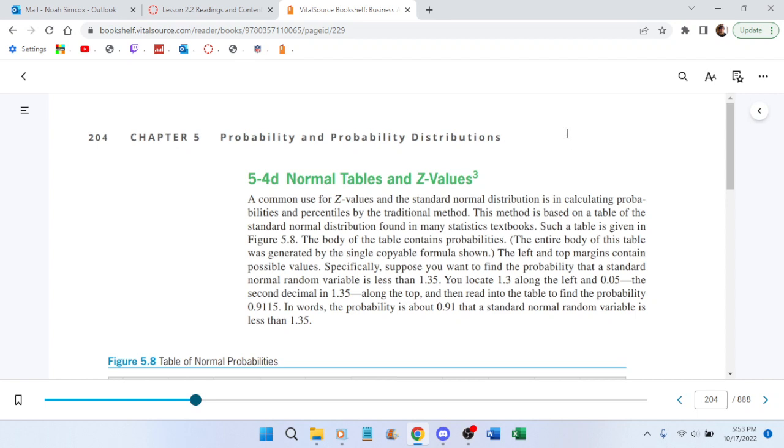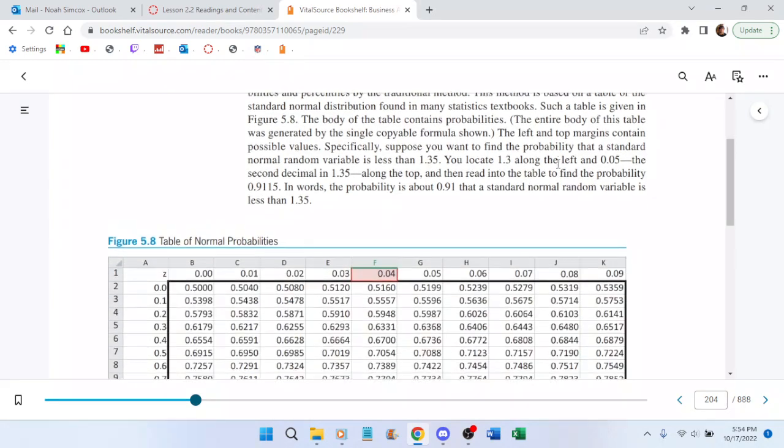Really? Stupid tables. What is the probability that a standard normal random variable is less than 1.35? And then you look at a table. How about no?